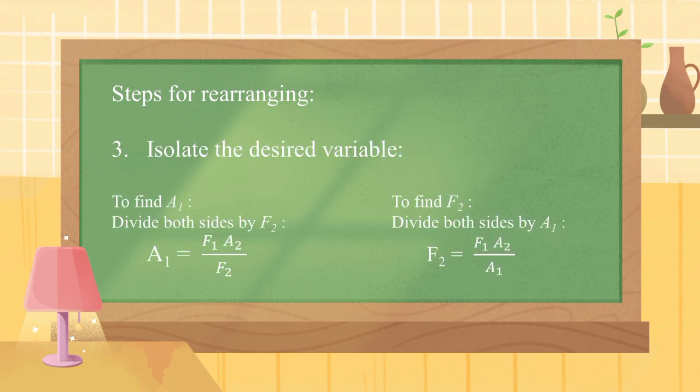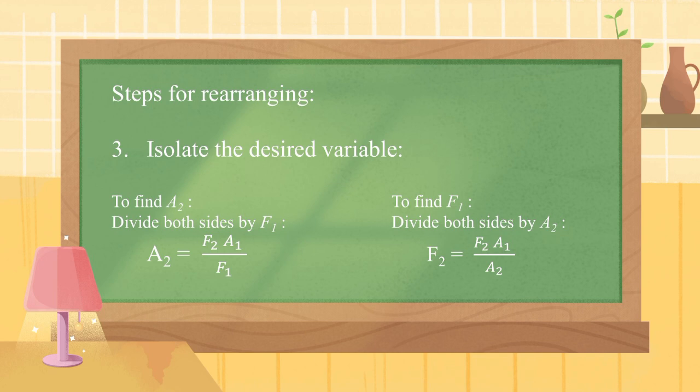Next is to isolate the desired variable. So to find A1, divide both sides by F2, and then we'll have A1 equals F1 times A2 over F2. And to find F2, divide both sides by A1 for cancellation. And then we'll have F2 equals F1 times A2 over A1.